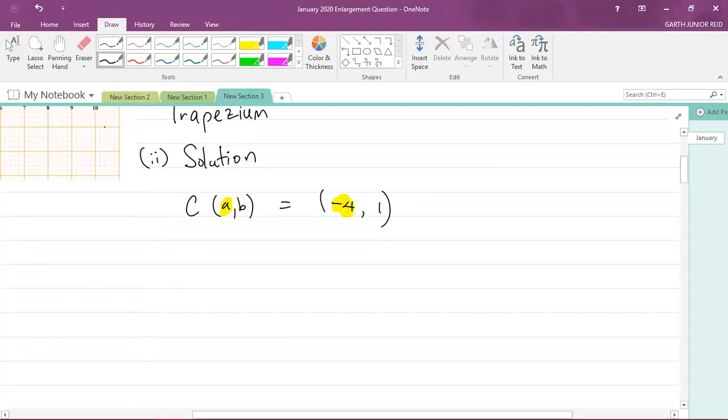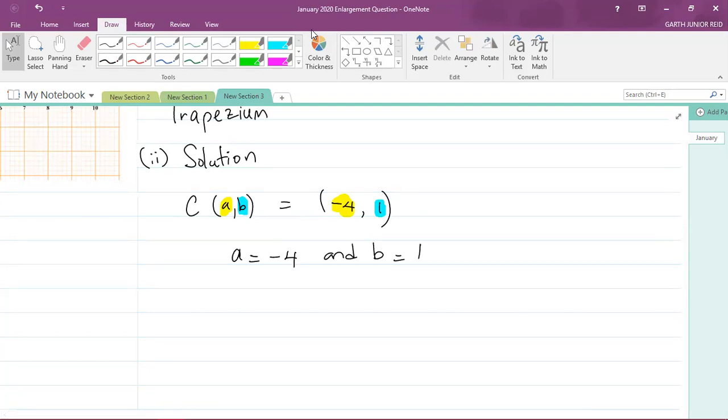Remember they asked us to find the values of A, B, and K. I can now say that the value of A is -4, and I can now say that B here has a value of 1. Okay, so B is equal to 1. Good. So we have now found the values for A and B. Now let us go back to the diagram and find the value of K.